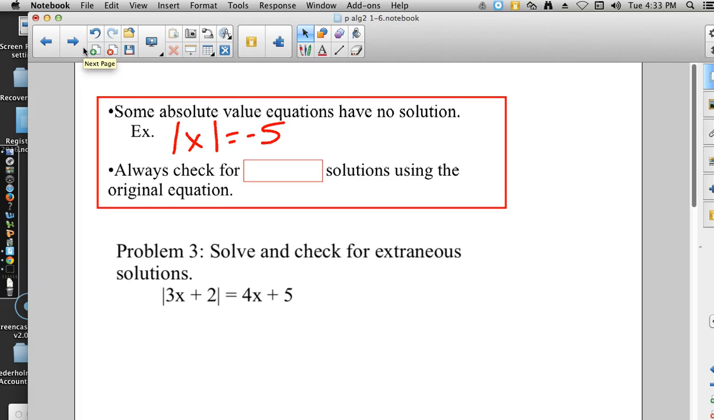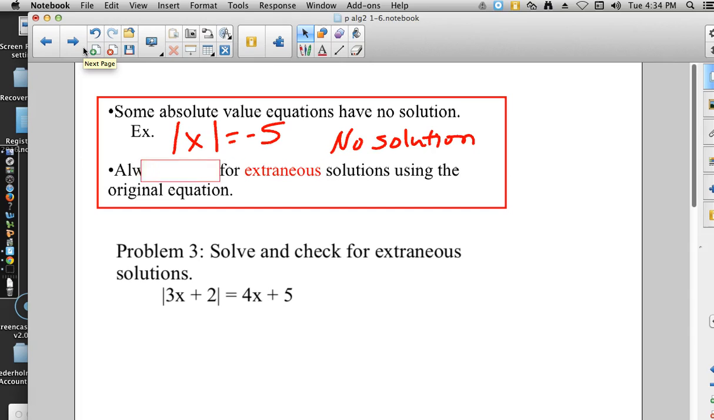What this says is, give us a number so that when we take its absolute value, we're going to get a negative 5. Ding, ding, ding, your little bell goes off in your head and you say, wait a minute, that can't happen. No, it can't. It doesn't have any solutions. You can't take the absolute value of something and have it come out to be negative because it's supposed to be a distance something is from 0.